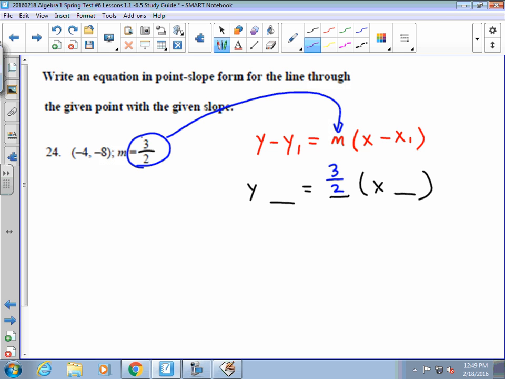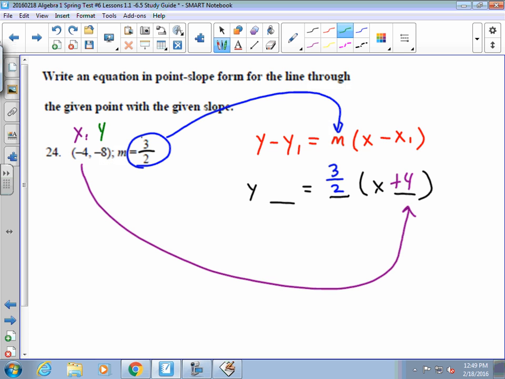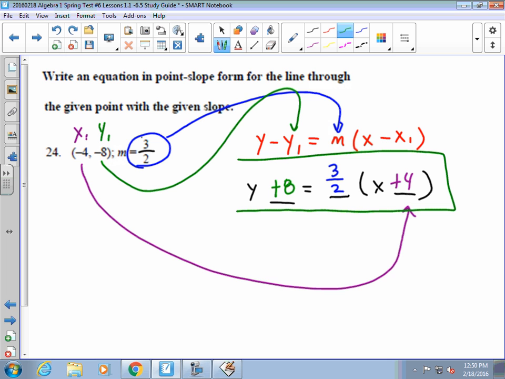X sub 1 is negative 4. It goes where x sub 1 is, but it's the opposite of negative 4, positive 4. And y sub 1, negative 8 goes where y sub 1 is. It's the opposite of negative 8, positive 8. So this here is point slope form. Y plus 8 equals 3 halves times x plus 4.